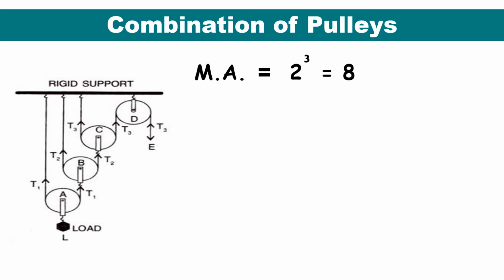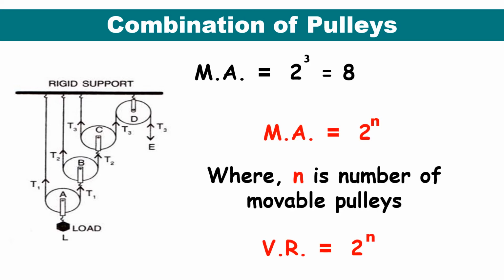In combination of fixed and movable pulleys, the mechanical advantage and velocity ratio is equal to 2 to the power n, where n is the number of movable pulleys, only movable pulleys, not the total number of pulleys.